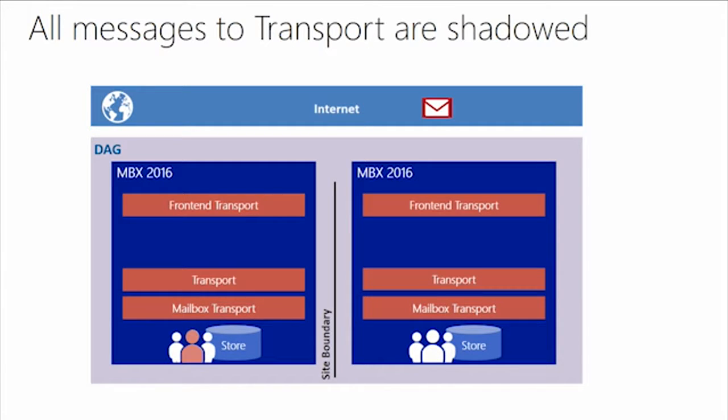So I have an architecture animation here that shows you how the messages are shadowed. So this is a mailbox server, 2016 mailbox server. A message comes from the internet. It goes to the transport server momentarily because it needs to check who to send it to, and then that message is accepted to the transport server. That transport server immediately shadows that message to a server as part of the DAG in another site. So now there's a shadowed copy of that message. And then that message is delivered to the store.